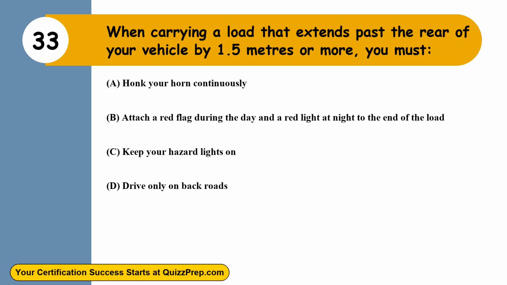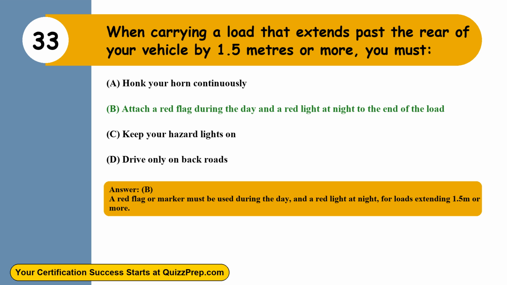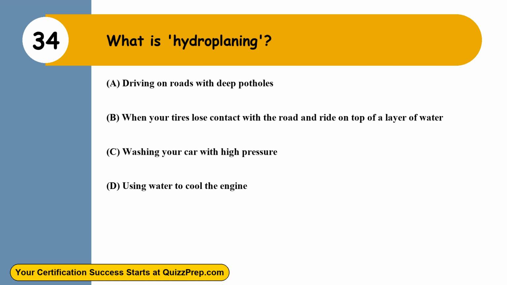Question 33. When carrying a load that extends past the rear of your vehicle by 1.5 meters or more, you must: Option A, honk your horn continuously. Option B, attach a red flag during the day and a red light at night to the end of the load. Option C, keep your hazard lights on. Option D, drive only on back roads. The correct answer is option B, attach a red flag during the day and a red light at night to the end of the load. A red flag or marker must be used during the day, and a red light at night, for loads extending 1.5 m or more.